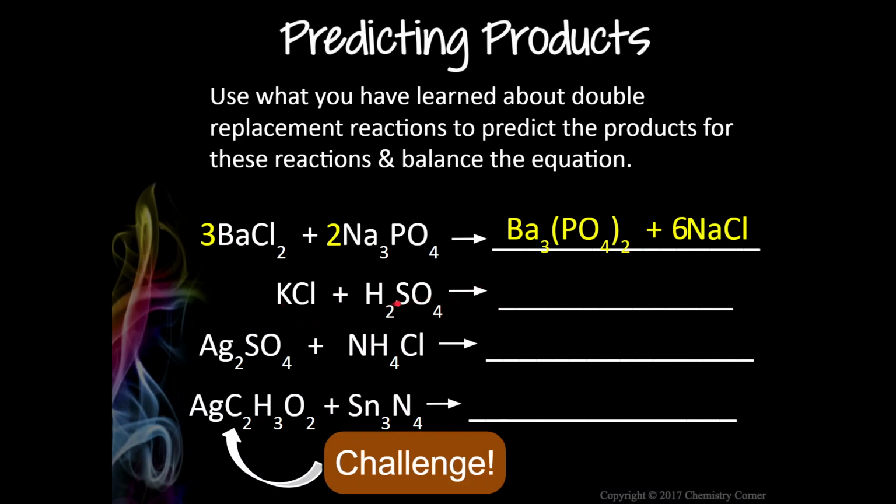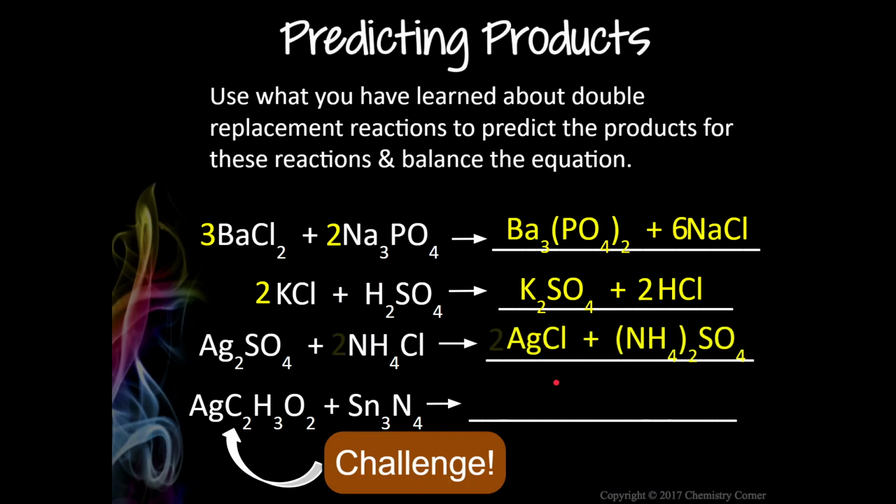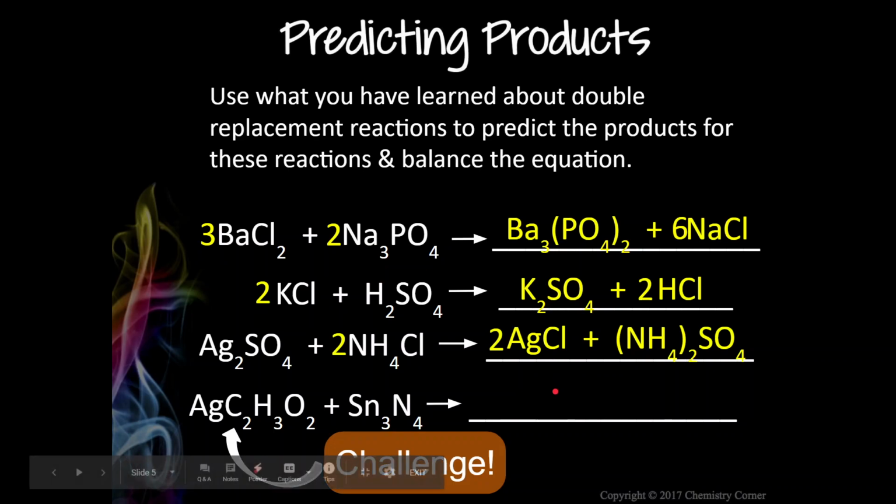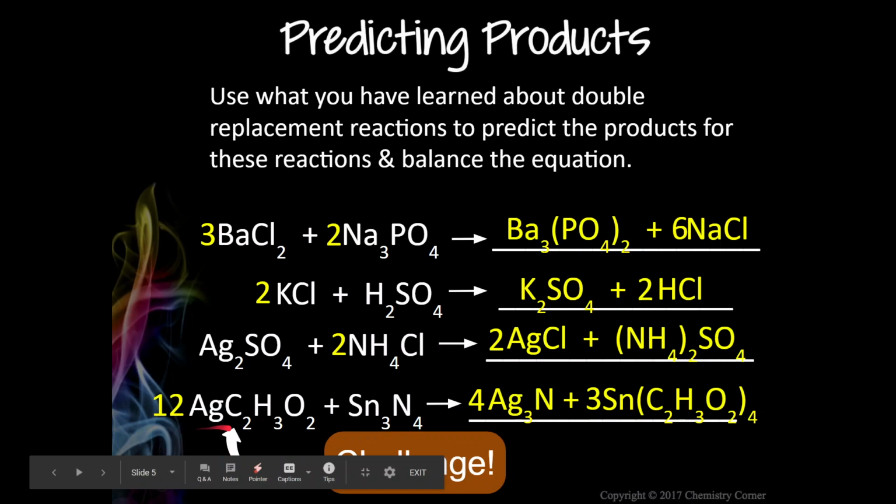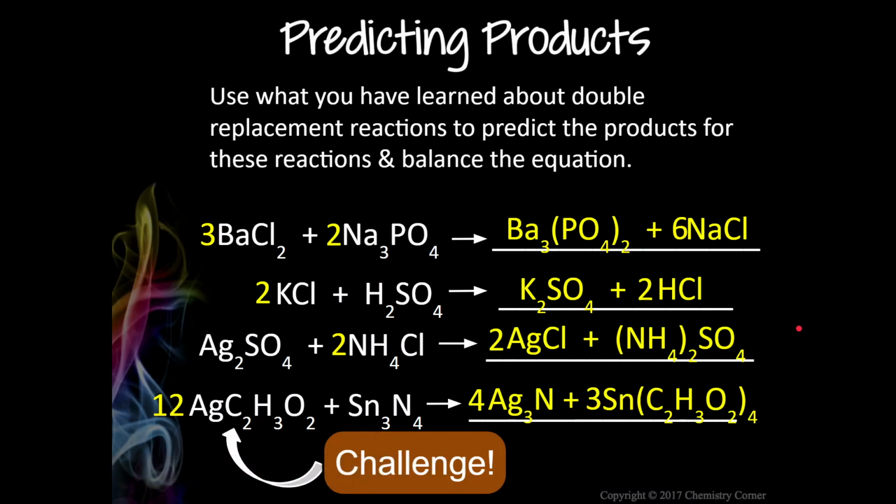Next, you should get potassium sulfate and hydrochloric acid, and you fill in with the balancing. And then we should get silver chloride and ammonium sulfate, and we'll fill in with the balancing. And then this last one, it's not hard to figure out silver nitride and tin acetate, but then you see that it ends up requiring 12 of the silver acetate. So you have quite a few that have to happen there. All right, hopefully that went well, and you had good success on that sample.